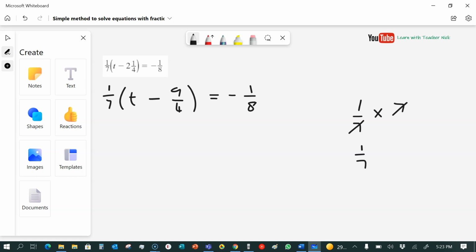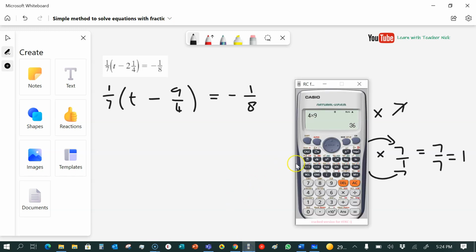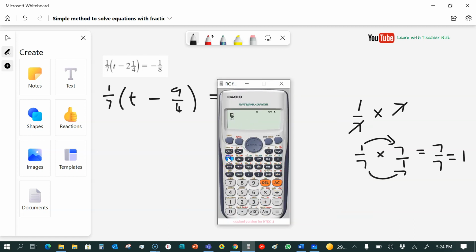This is 1 over 7 times 7. Remember, below 7 there is 1. So 1 times 7 is what? It's 7. 7 times 1 is what? It's 7. 7 over 7 is what? Is 1. So you can also use your calculator to verify this: 1 over 7 multiplied by 7. This will give you 1.